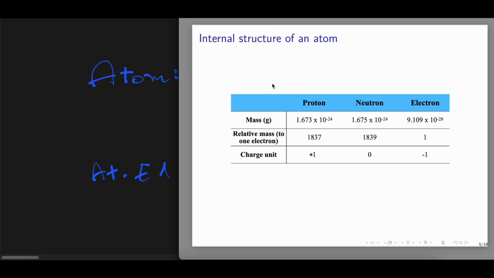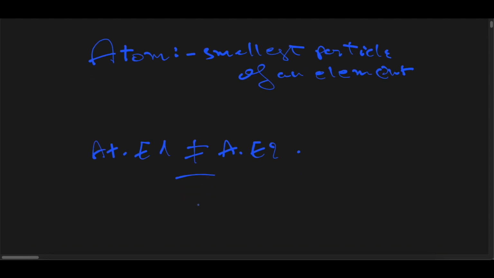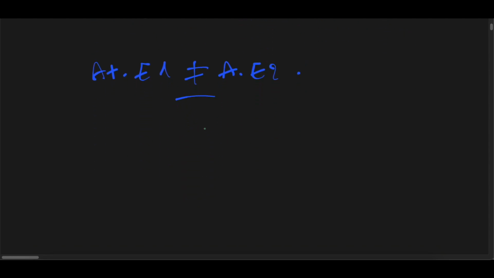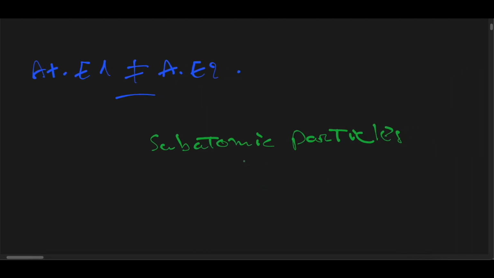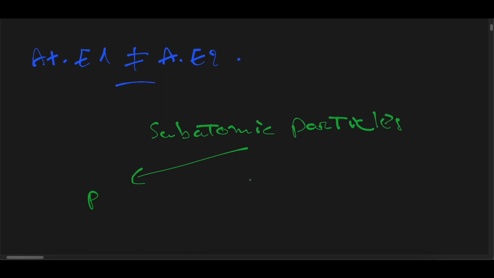Atoms have an internal structure. So what is the internal structure of an atom? The atom is made up of subatomic particles, which are the protons, the neutrons, and the electrons.